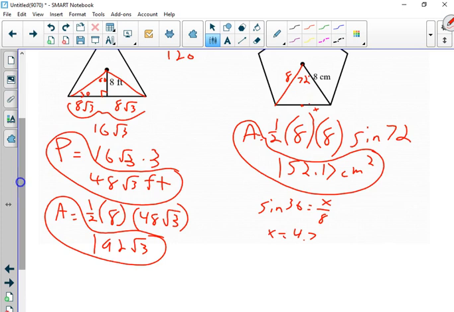So this length is 4.7, which if we double that, that means each side is 9.4. So to find the perimeter, we do 9.4 times 5, which is 47.02 centimeters.